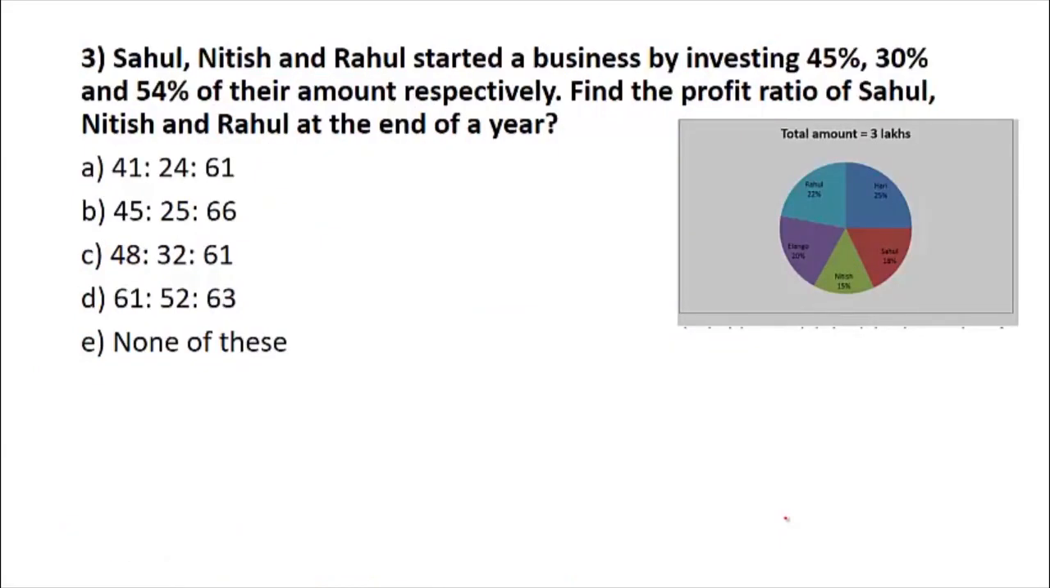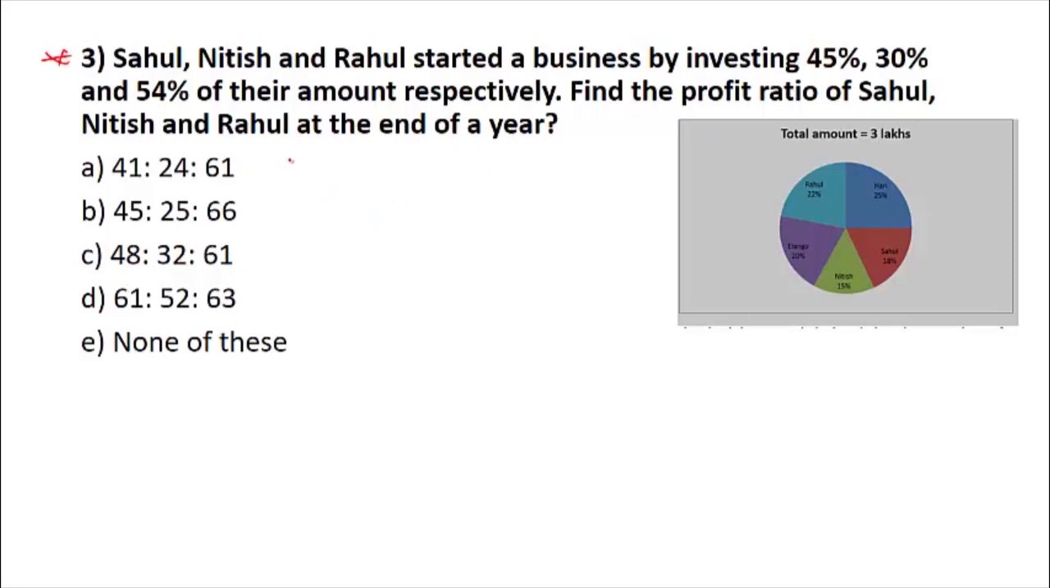Okay, so let us see question number 3. What it says is, see this problem, there is a very special problem. You could see the difference between the approaches. There are 2 approaches of doing things, and I'll show you the better approach. Sahul, Nitish and Rahul started a business by investing this much of the amount. Find the profit ratio of Rahul at the end of the year.